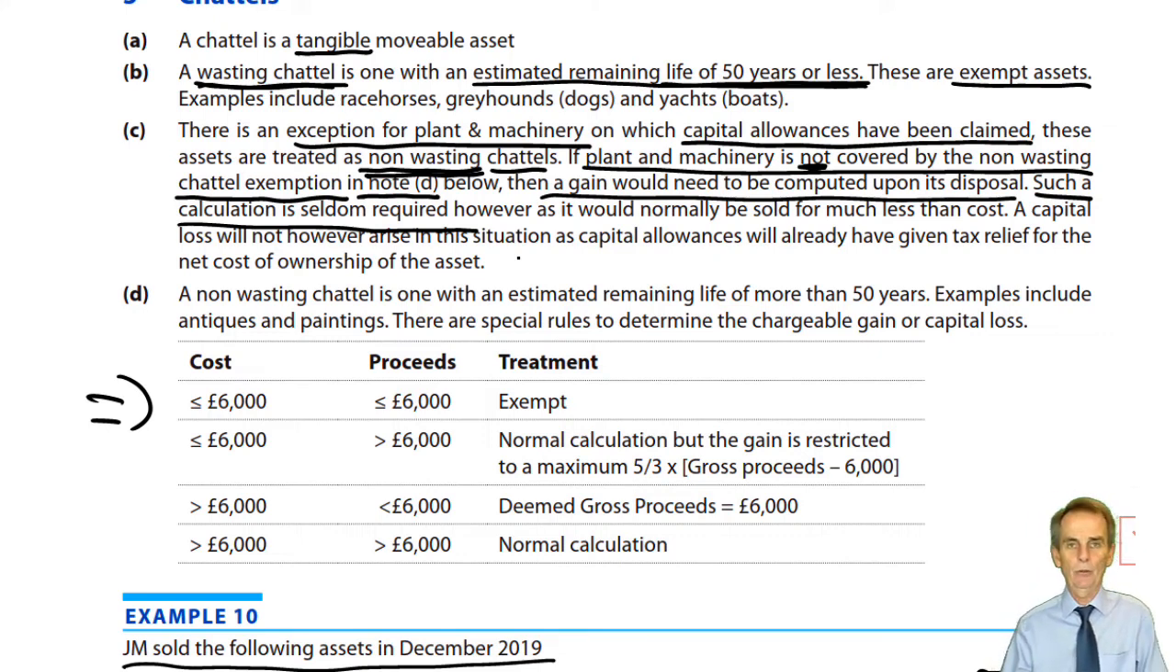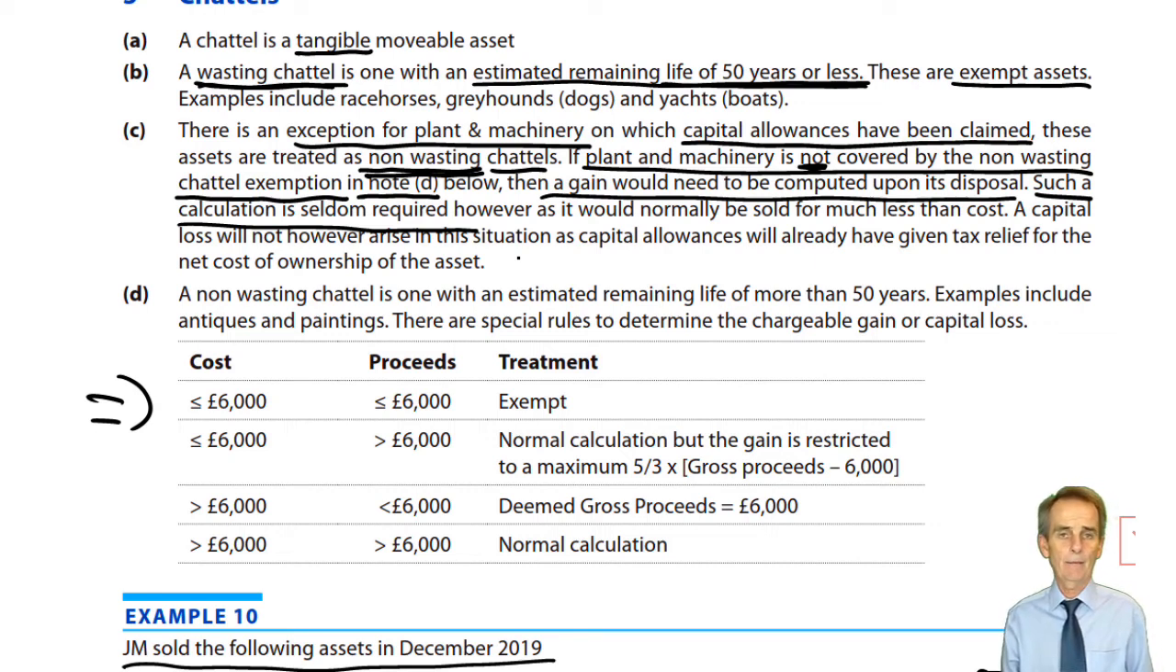But examiners, of course, can use whatever numbers, whatever situation they wish to use. So if you had a situation where there was an item of plant and machinery that was bought for £100,000 and sold for £140,000, then it has been sold for more than cost, and therefore the chattel exemption doesn't apply because it's well more than £6,000.